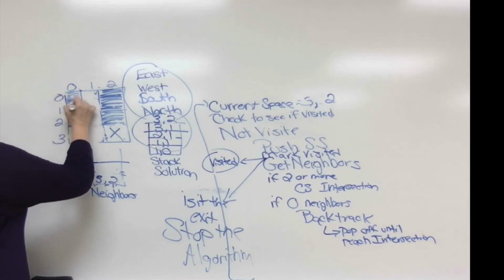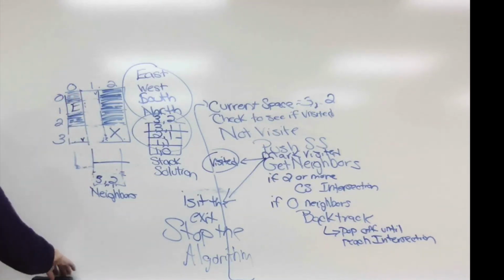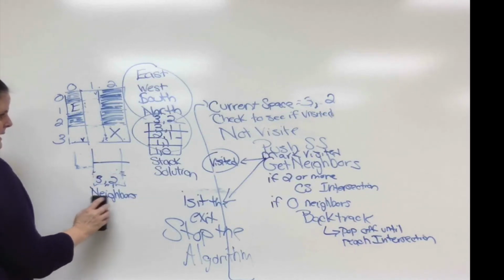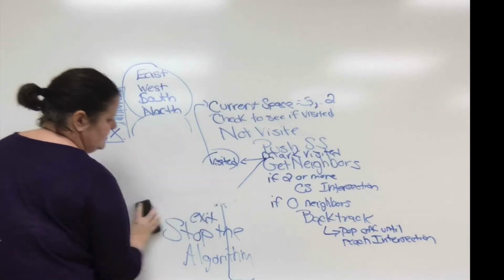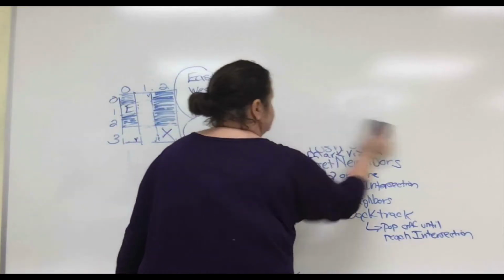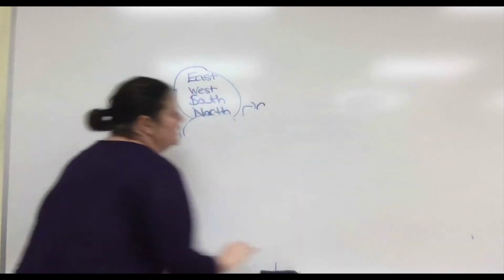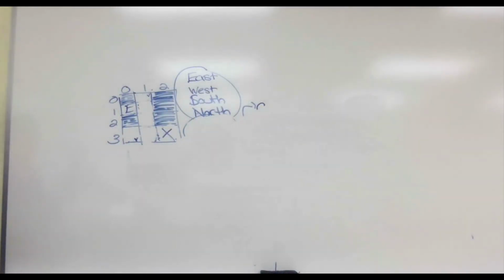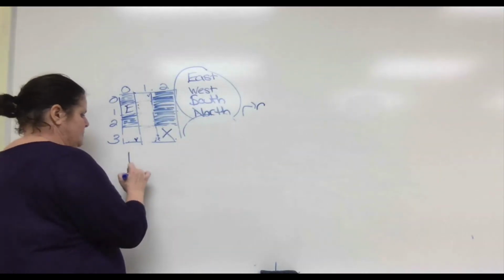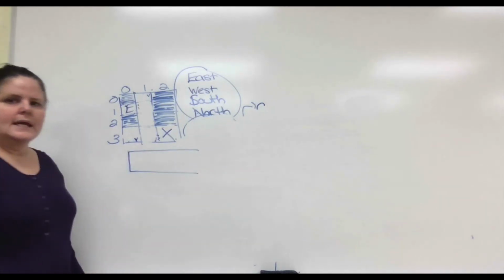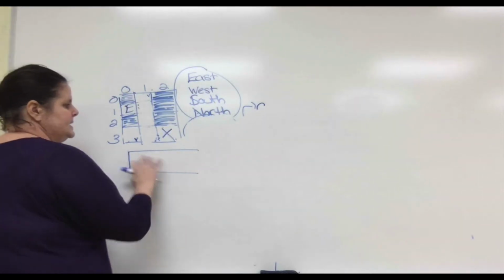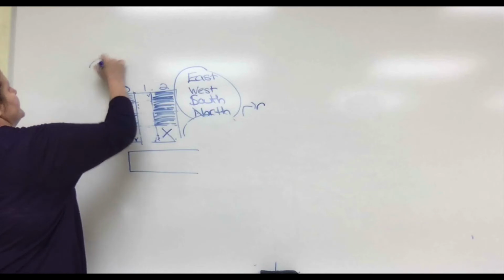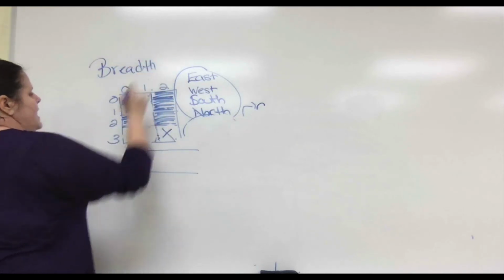The other way to do this, if I empty out my whole entire grid again, and I still have the same entrance point, is to change how I do this. Instead of using a stack for the neighbors, what I can do is use a queue for the neighbors. This is called a breadth first search.